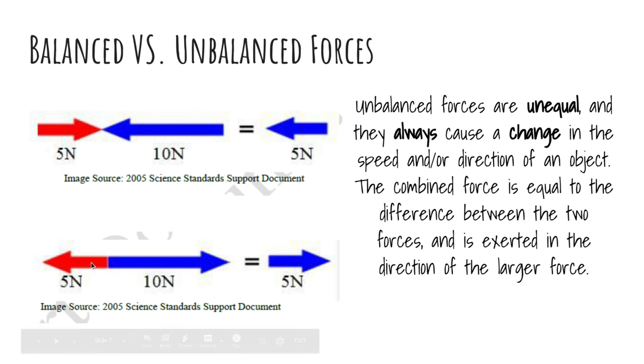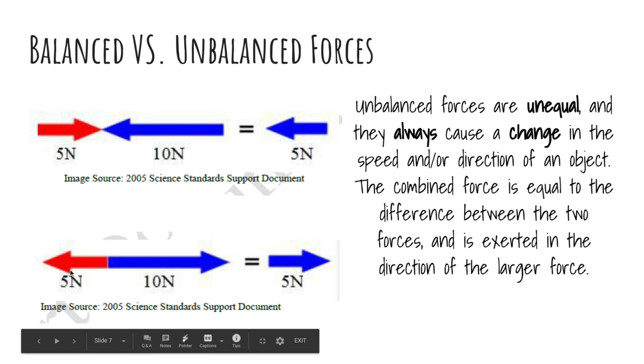Down here, we have two forces pulling on different objects. We have 5 newtons pulling to the left, 10 newtons pulling to the right. If we do 10 minus 5, we have 5 newtons left over, and it's going to go to the right because that's the direction of the larger arrow.